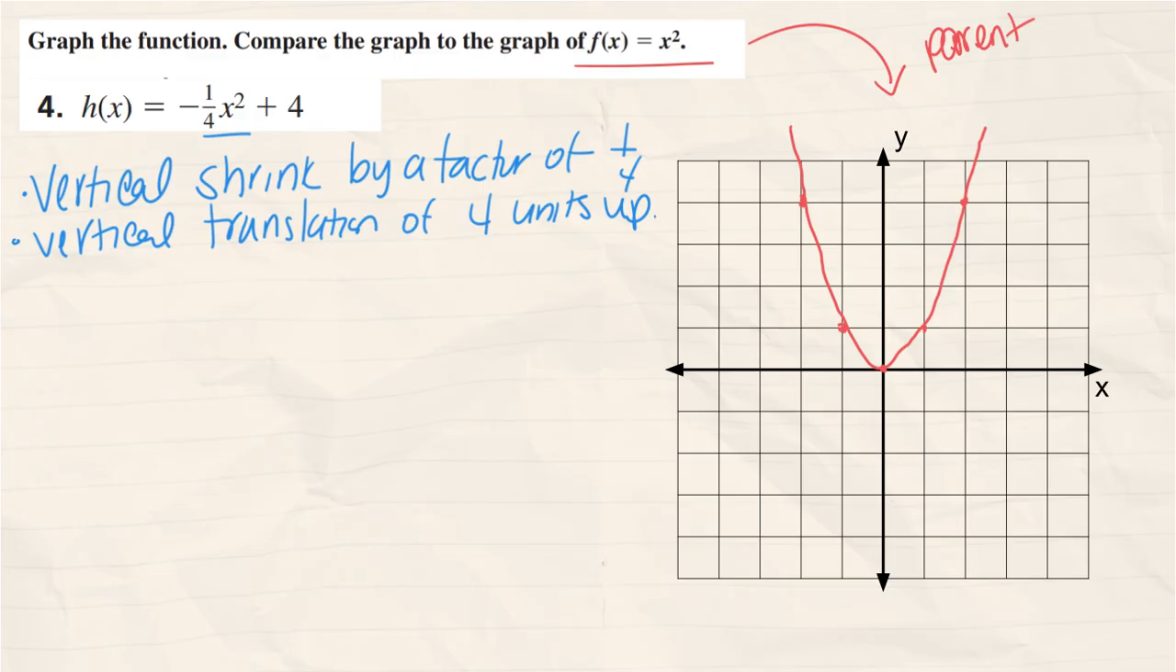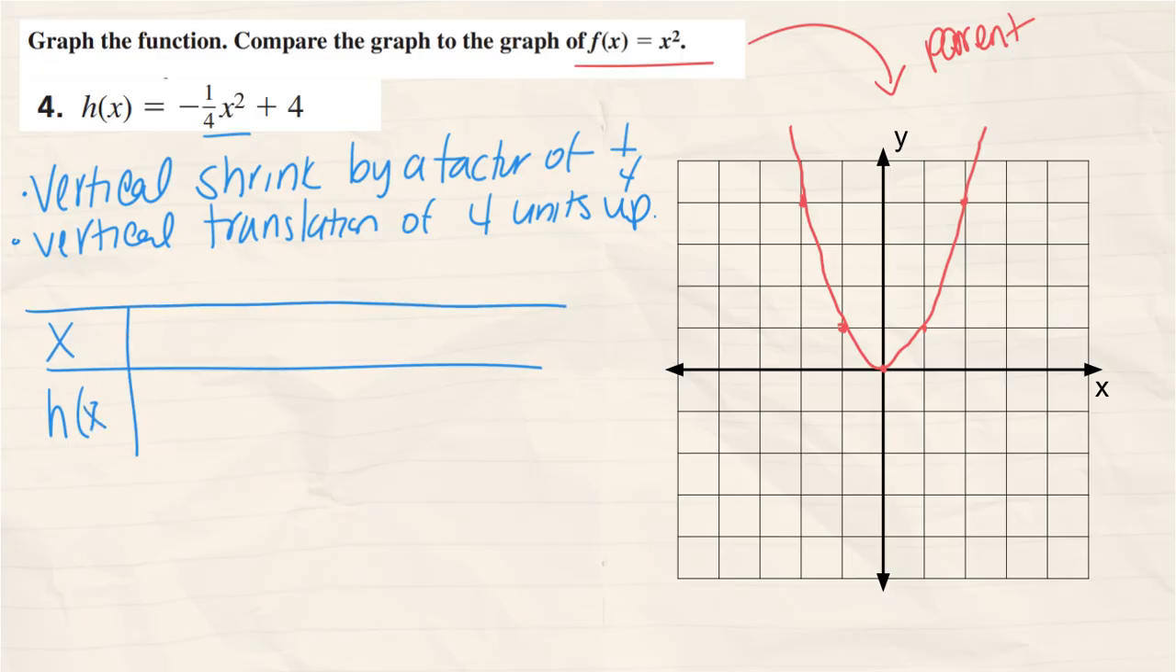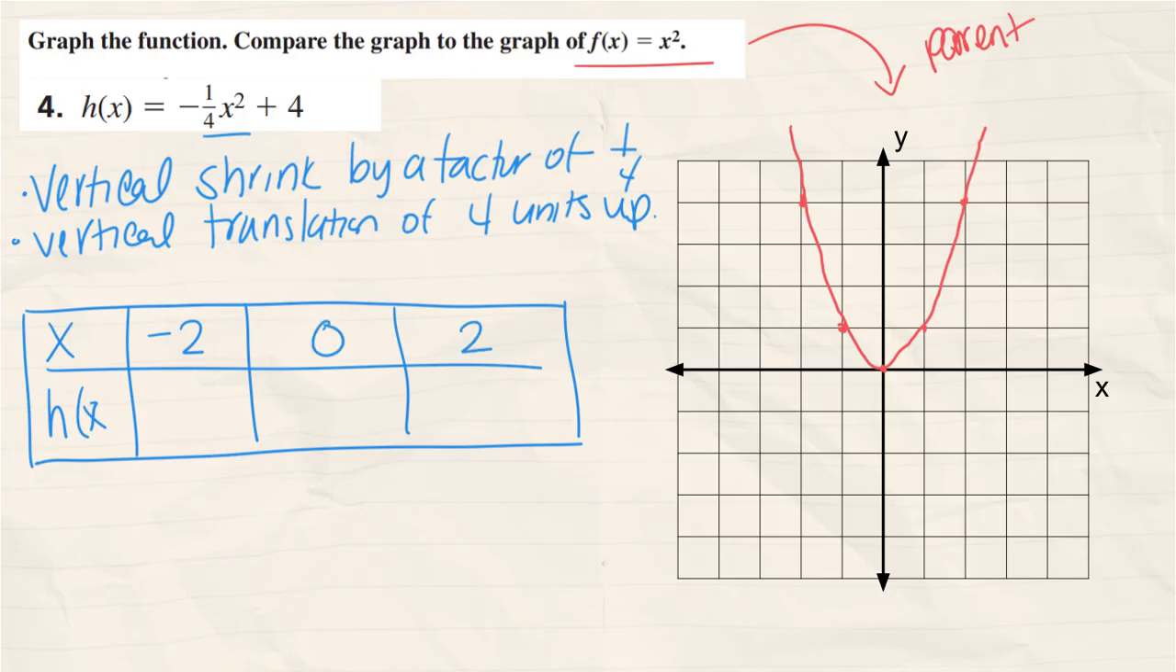Okay, I already graphed my parent. So now let me create my table. So I'm going to have x, and then I have h of x. Now this is a fraction, and that fraction is to the 4th. Instead, you could use 4 or you can use 2. Anything that will give me, when I compute, it'll be easier for me to work out. So I'm going to do negative 2, 0, and 2.